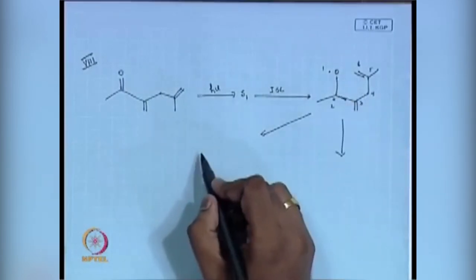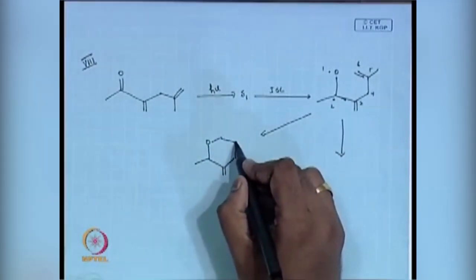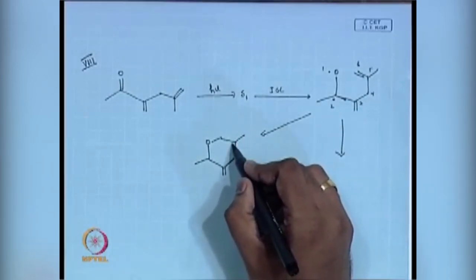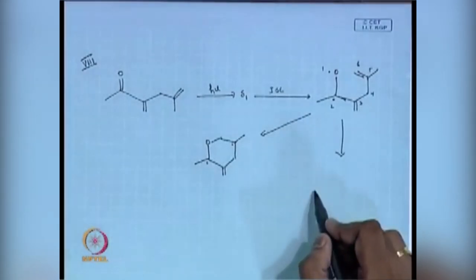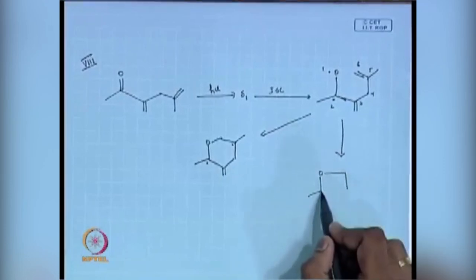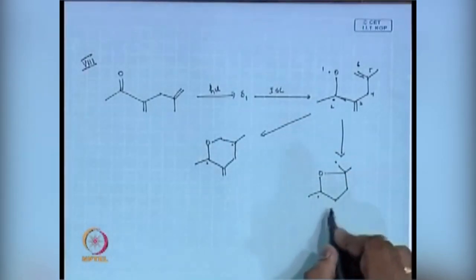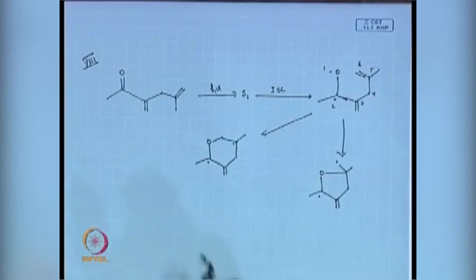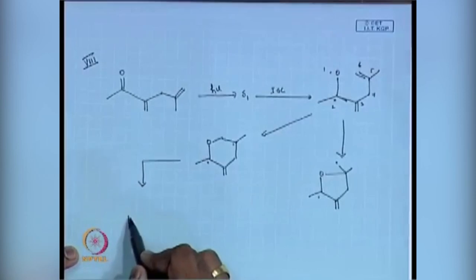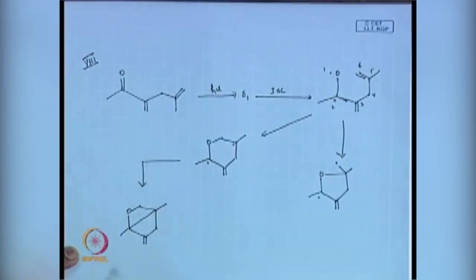If I do my C6, I get this one, which is a 1, 2, 3, 4 diradical. Other way around, if I want to do 1, 2, 3, 4, 5, a 1, 5 diradical. So, I have a system where I have a 1, 4 diradical and a 1, 5 diradical. So, I get this product in this case.